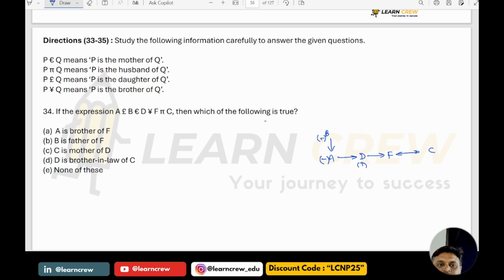Now, which of the following is true? A is the brother of F. Wrong. B is the father of F. Wrong. C is the mother of D. Wrong. So, what is correct here? D is the brother-in-law of C is correct. So finally, option D is correct here.